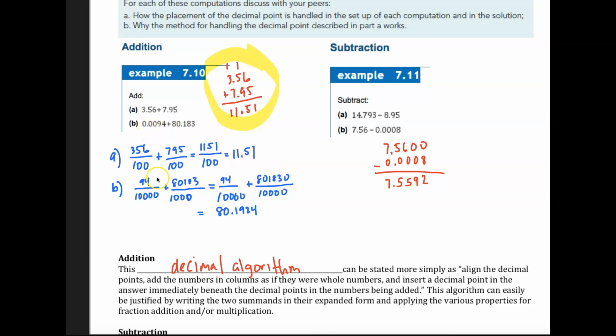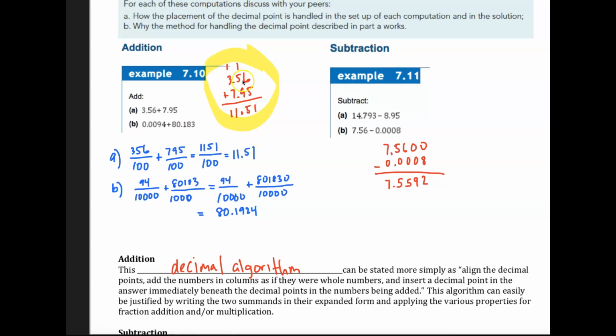So the same thing goes here. This is 94 over 10,000, 80,183 over 1,000 because of the three decimals. And what we're trying to do, if we're going to do it in fraction form, is convert them so they have the same denominator to add them. And so that's what we're trying to do when we line up the decimals: we end up with the same common denominator.